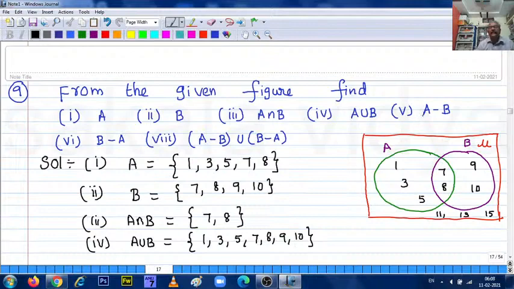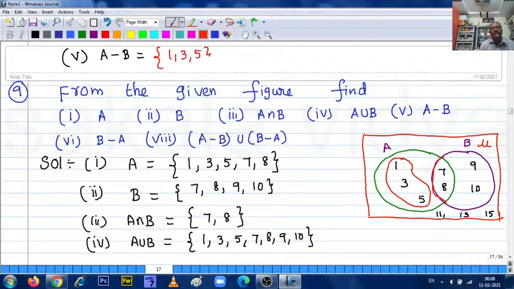Next is the fifth one, A minus B. A minus B means, my dear students, only these elements we need to consider. This is called A minus B. 7, 8, 9, 10 we need to cut, so 1, 3, 5 only you will be getting. So 1, 3, 5 is A minus B.